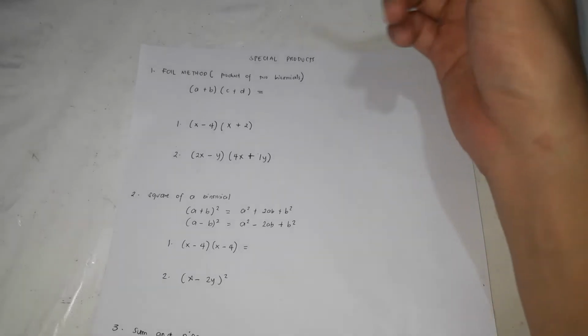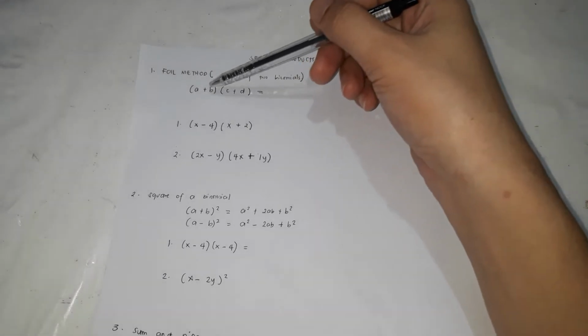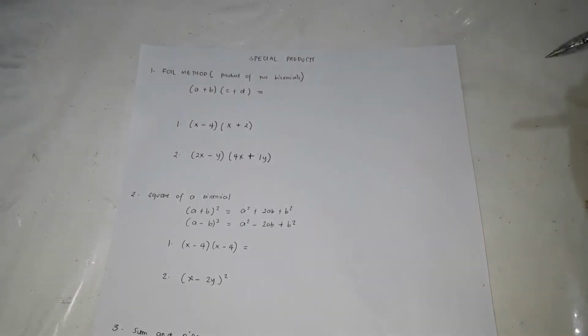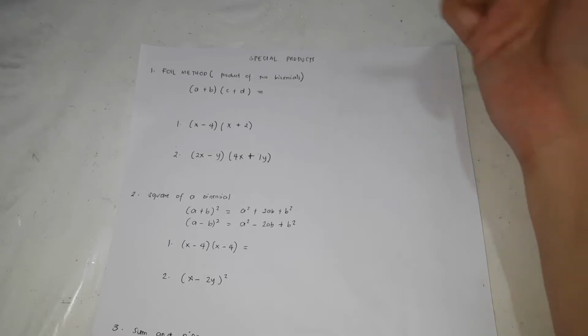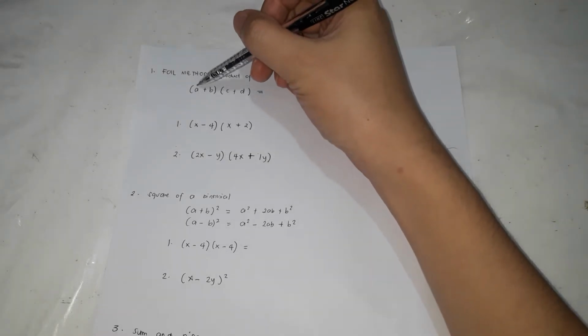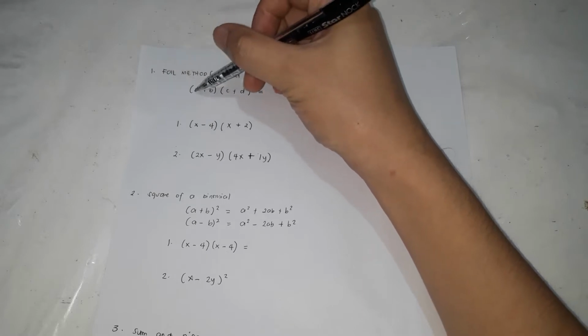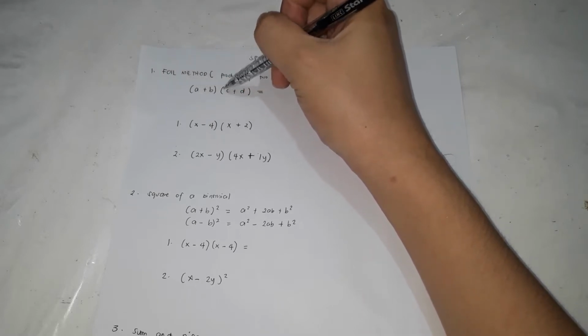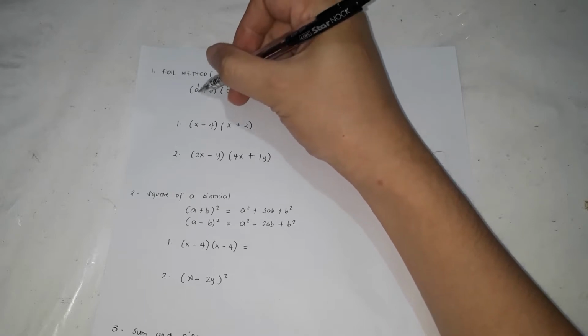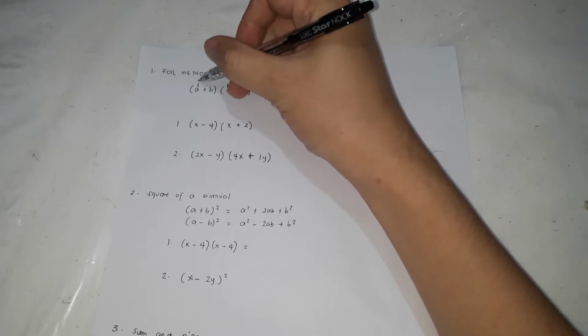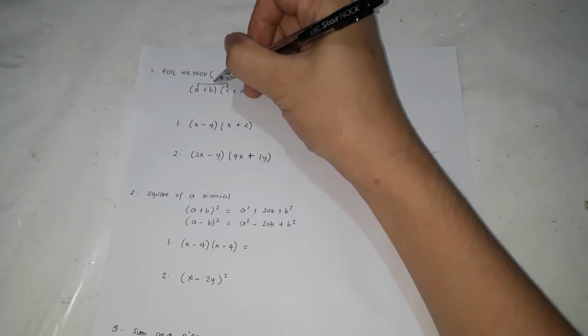So the two binomials will be represented by a plus b and c plus d. FOIL is an abbreviation or an acronym for first, outer, inner, and last. So first is dito, to know the first, ito yung mga first sa dalawang parentheses. So ito ang nauna dito, ito ang nauna dito. So dito in here it's A, dito it's C. So these are called the first.